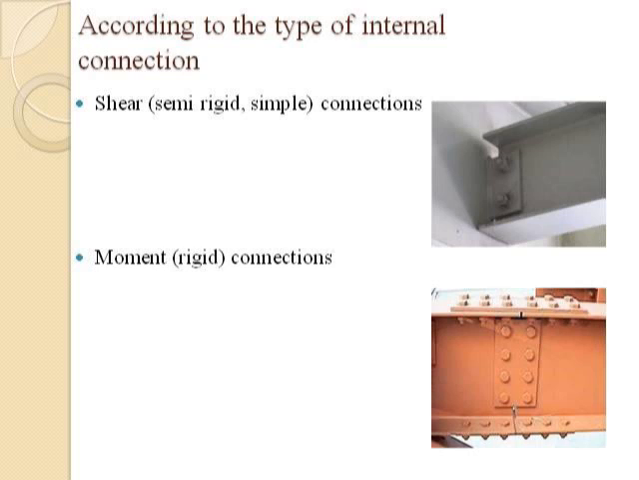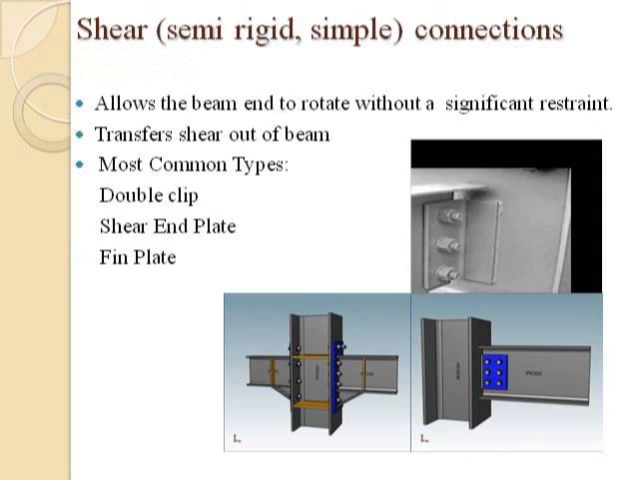Then next, the type of connection we'll see is according to the type of internal forces. In this we have shear connections, and the next one is moment connections. First we'll see shear, semi-rigid or simple connections. Shear connection comes under simple connections, so it allows the beam end to rotate without significant restraint. It transfers the shear out of the beam. The most common types are double clip, shear end plates, and fin plates. For shear connection we will use these three types.